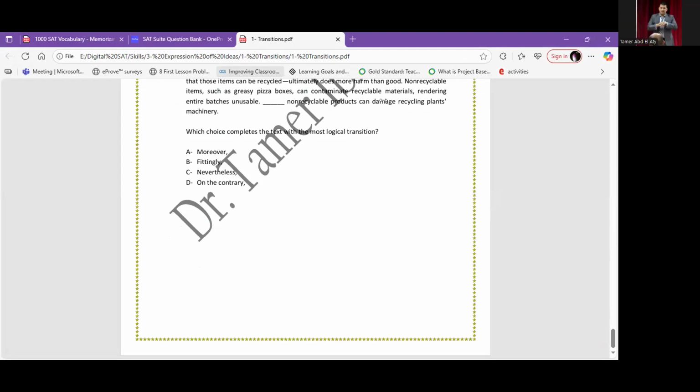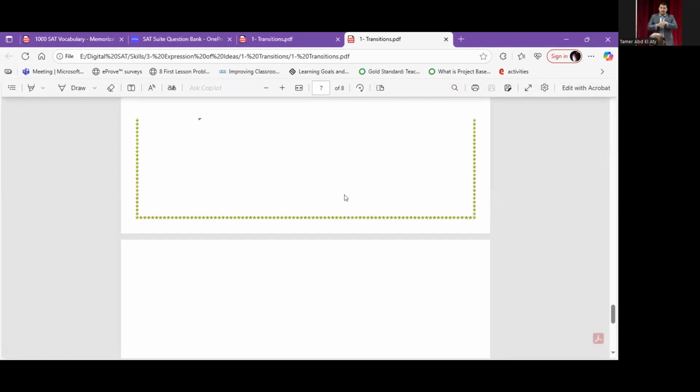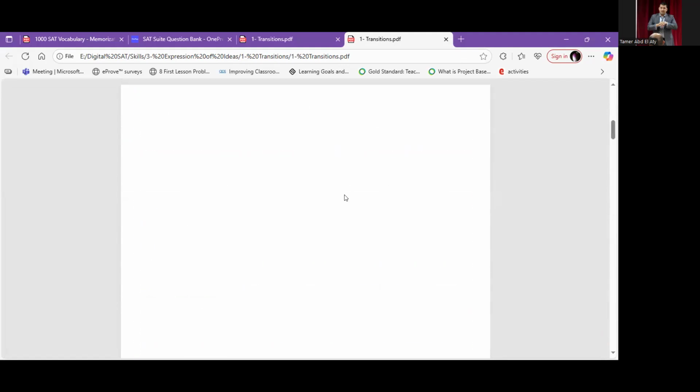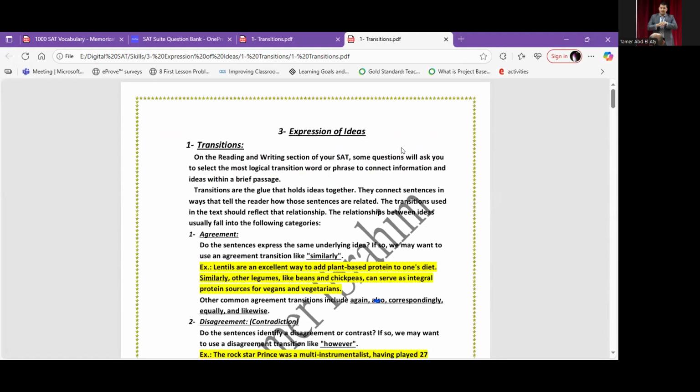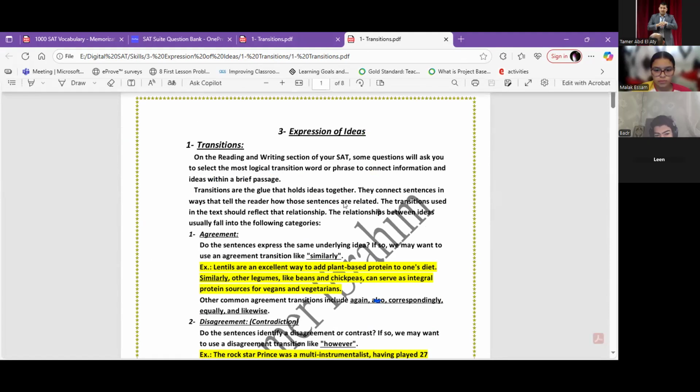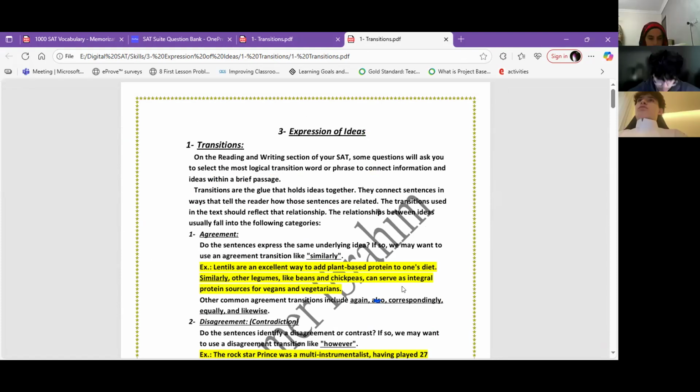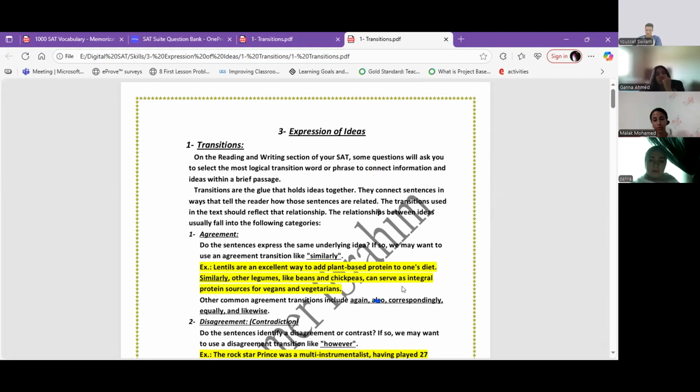Okay, I have sent the file. Now the file is in front of you. And as I told you, the name of the skill is expression of ideas. It has only two skills. The first one is transition. Before I start to tell you how the shape of the transition question looks like, I need you just to go through different categories. Yaleen, open your camera. Different categories of transition.